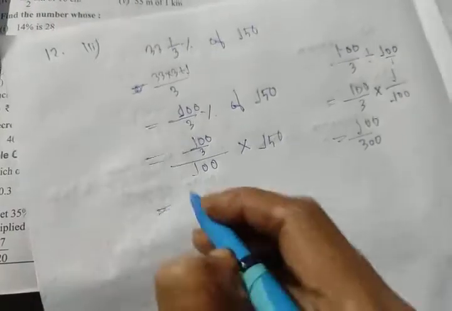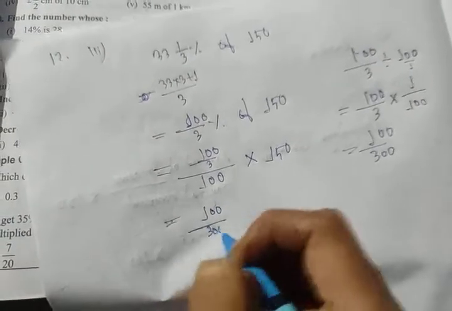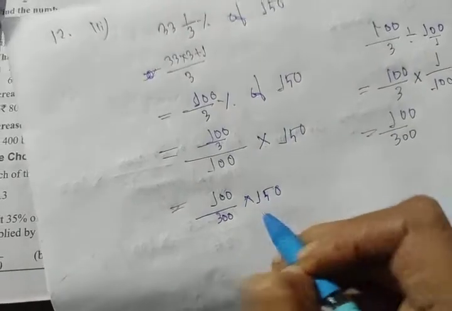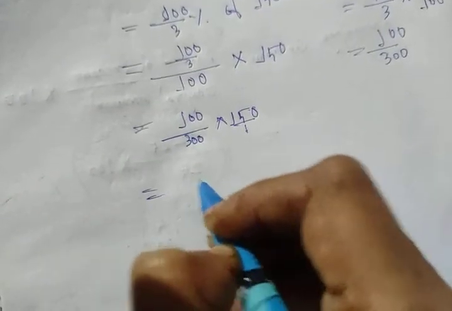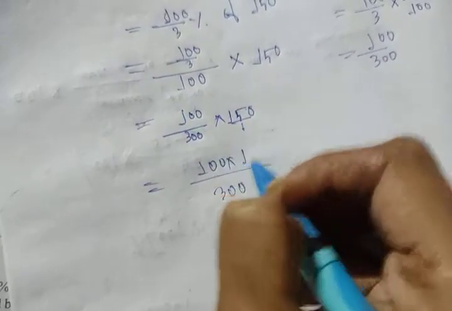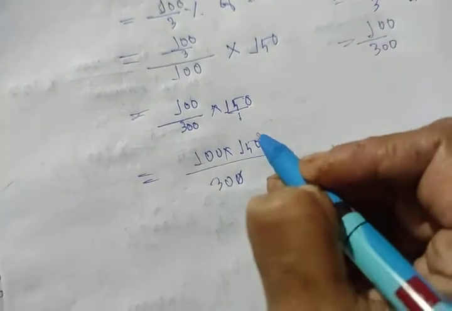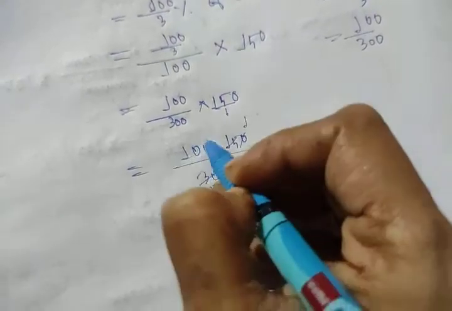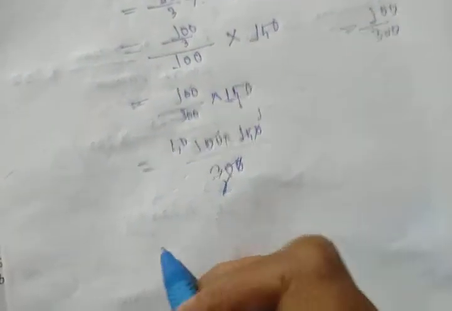So we can write this term as 100 by 300 again into 150. See, there is nothing, that means 1. So how can we write 300 into 1? 300. Next is 100 into 150. You can cut 100. So 15 ones are 15, 15 twos are 30, 2 fifties are 100. That means what are we getting? 33 whole 1 by 3% of 150 means 50.